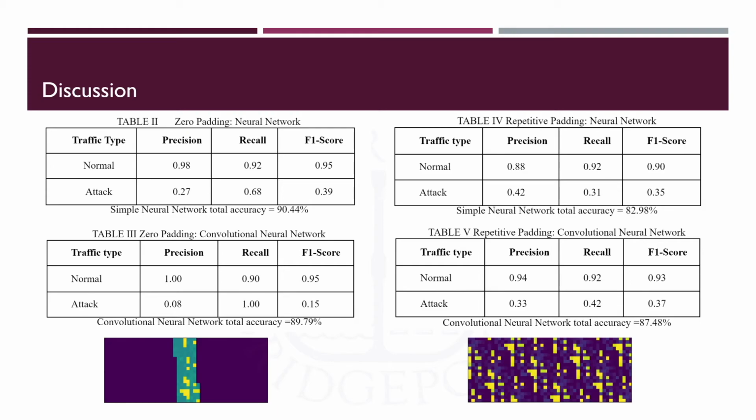For our final discussion, we place both results side by side. Viewing zero padding, we see that the total accuracy for both neural networks is high compared to repetitive padding. However, repetitive padding has a higher precision when detecting attack scenarios, which proves that using repetitive padding as the preferred choice of padding actually improves the overall performance of the neural network.